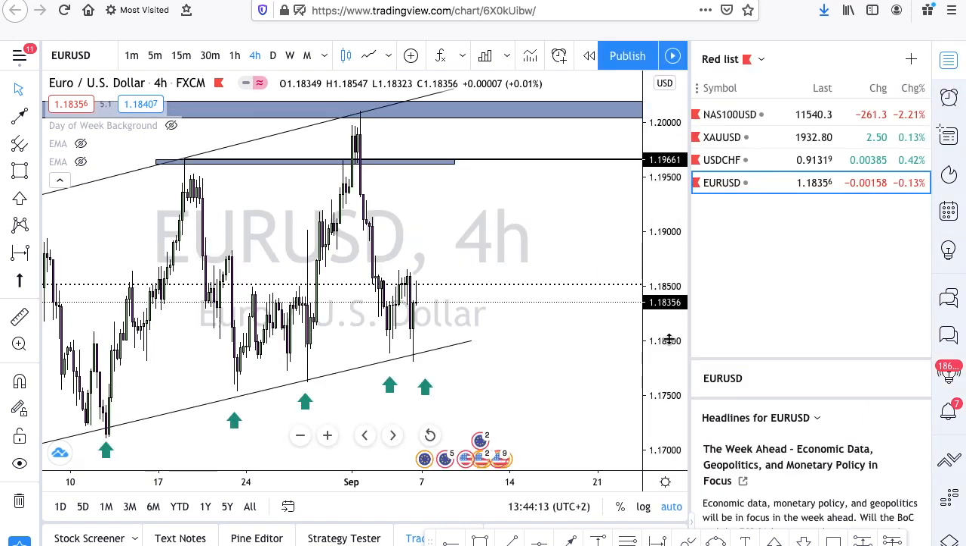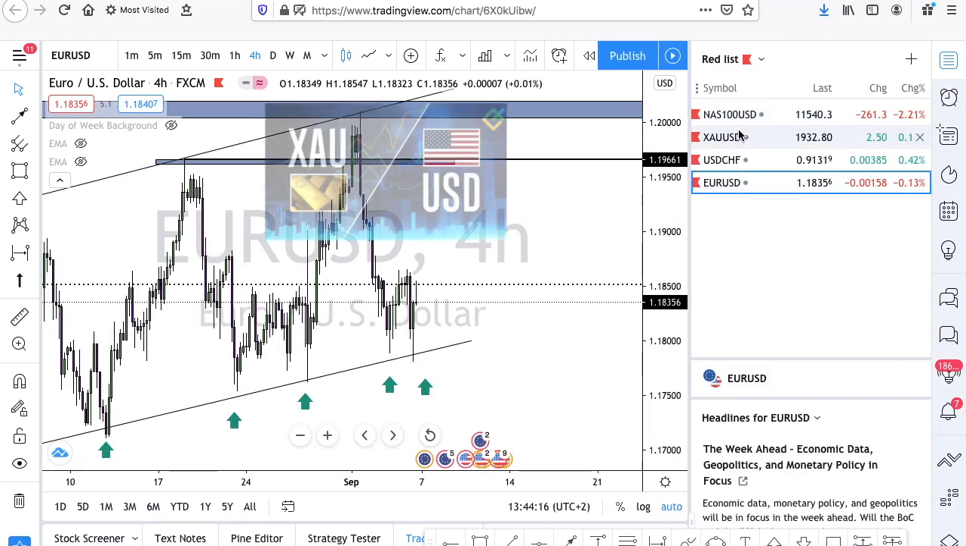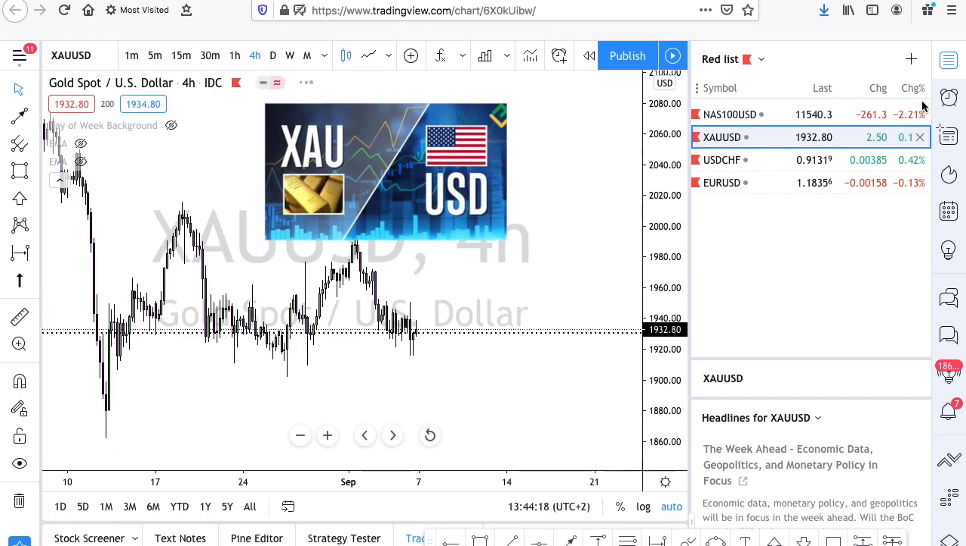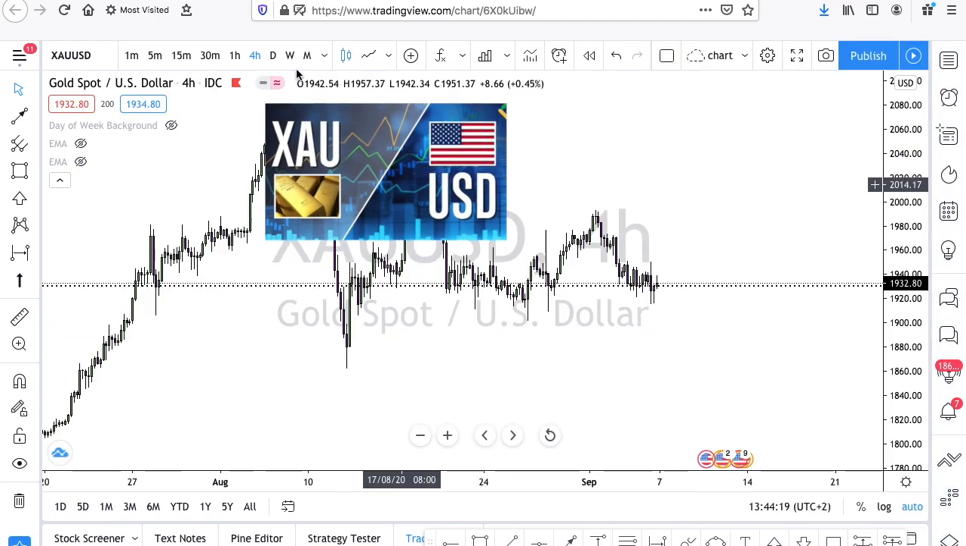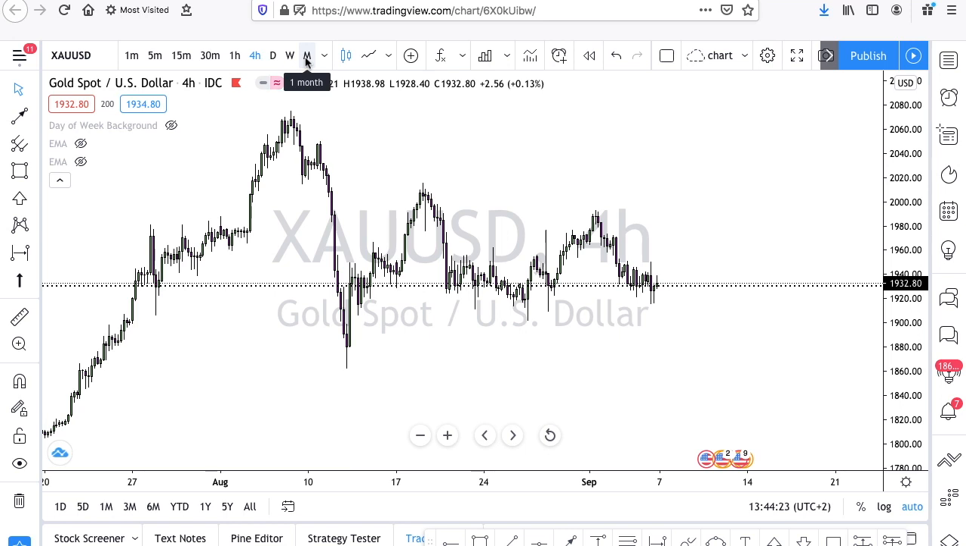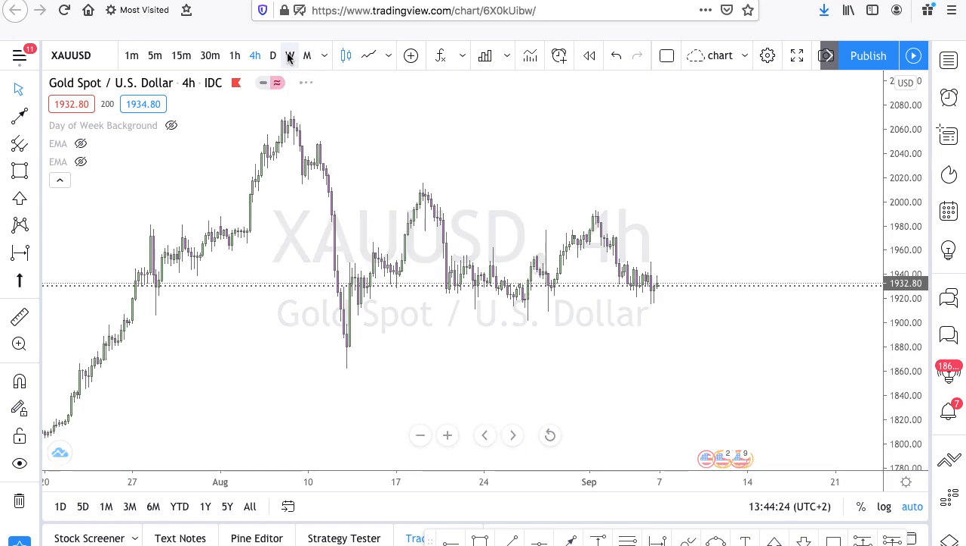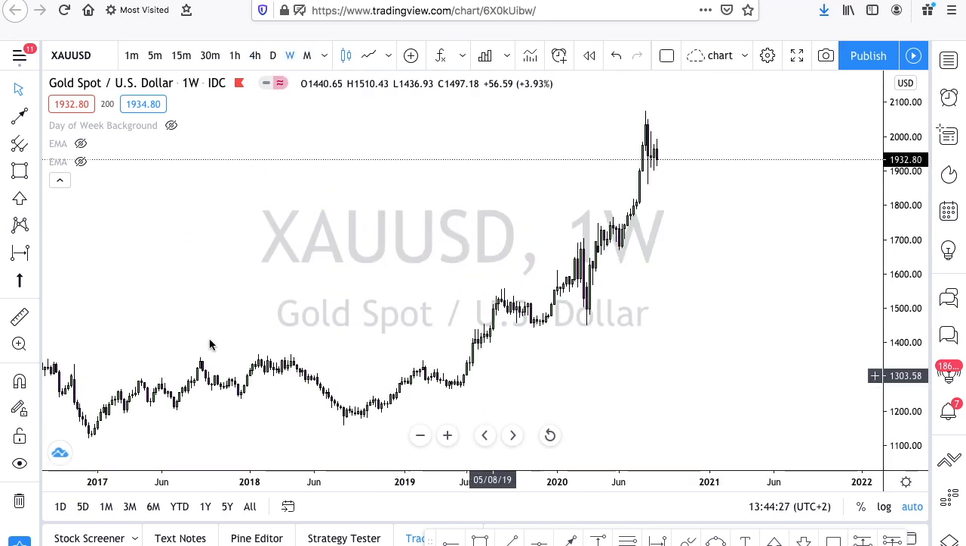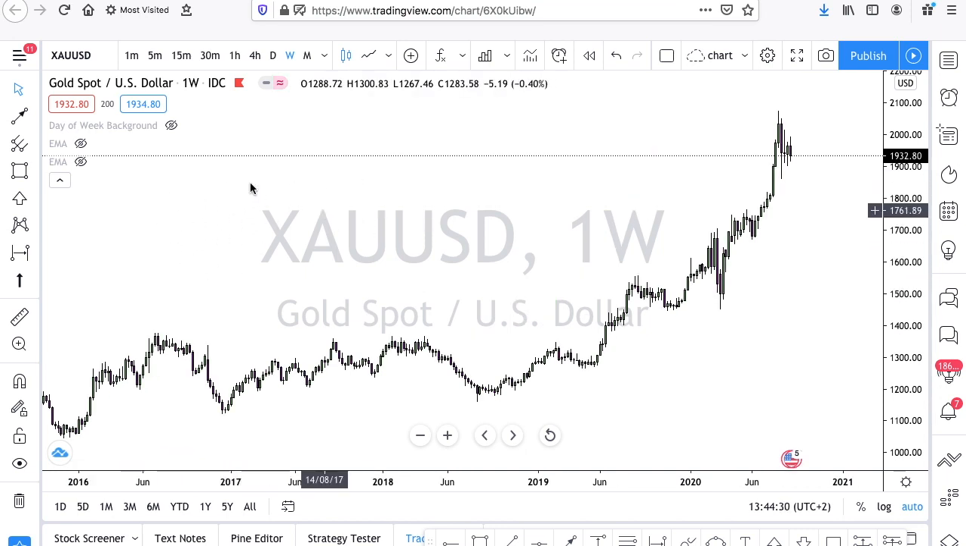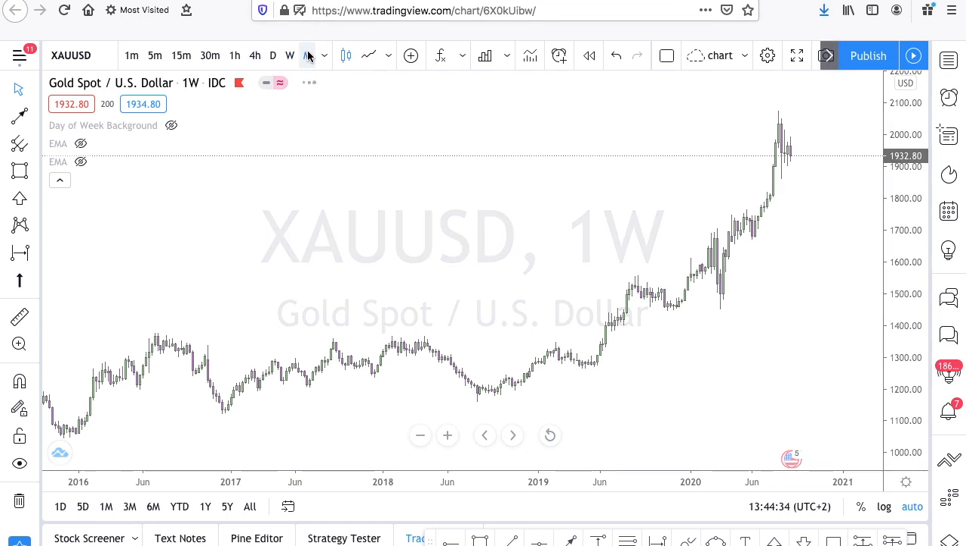So let's go to gold. This is a very interesting pair. With gold, you have to be very careful with analyzing it. So with gold, we start weekly or monthly. But on the weekly we can't see much. It's always important when you're analyzing to look left to see what happened in the past. So we don't see anything here, so we get on a higher time frame.